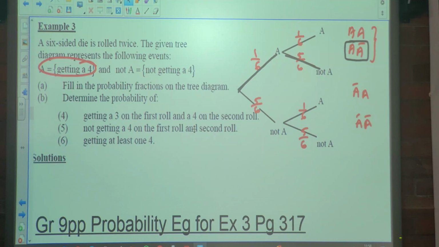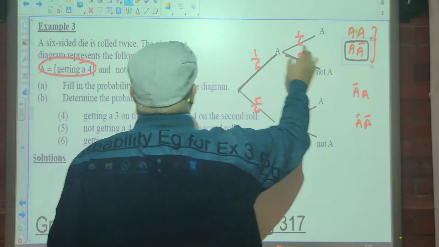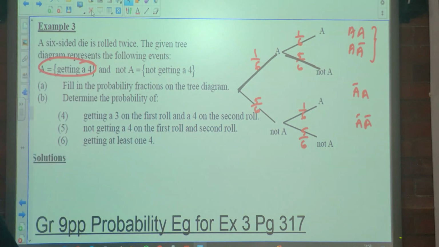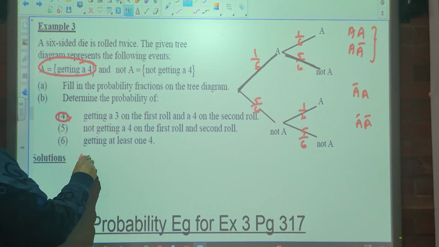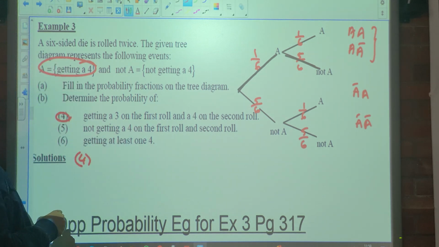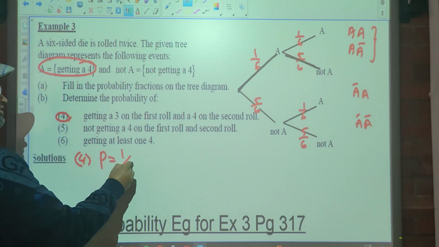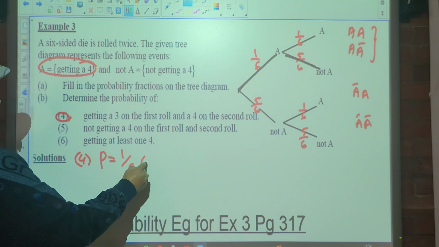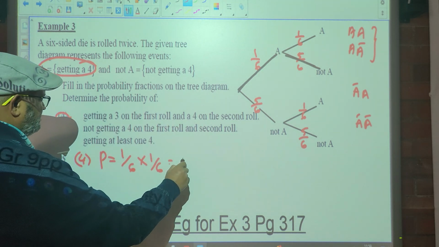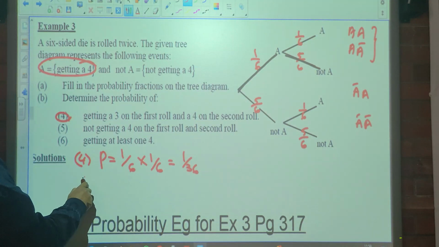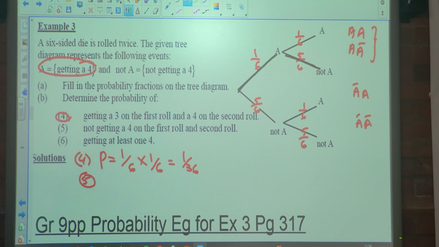Number 4. Number 4 says getting a 3 on the first row and a 4 on the second row. So how many 3s are there on the die? 1. 1 out of 6. So that's for the 3. What's the probability of getting a 4 on the second row? 1 over 6. He's given an answer of 1 over 36. You guys understand?